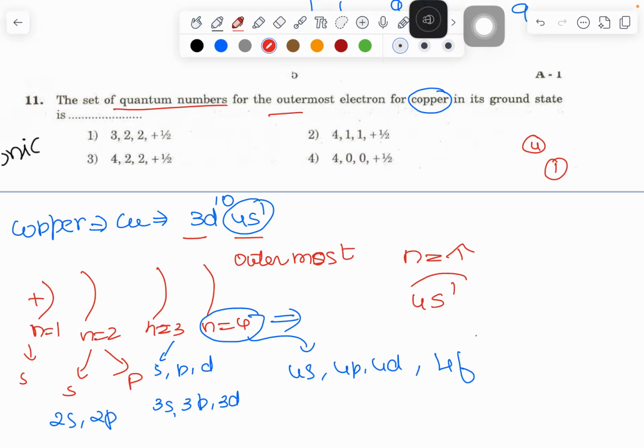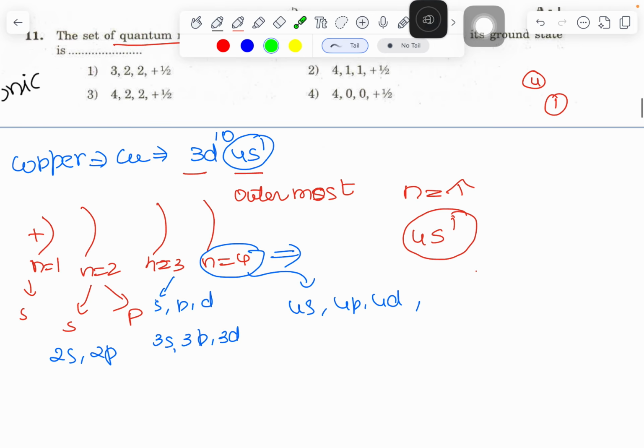Let's see the quantum numbers of this electron, that is this electron's address. We'll find out what n is, what L is, what M is and what S is. Pause the video, try to solve it your way. If you find the answer, well and good. If not, see the solution.